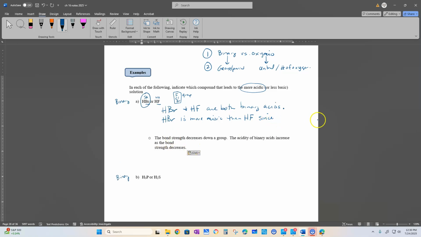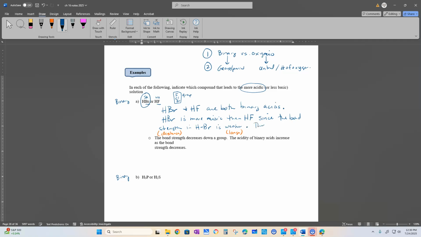Okay, so since the bond strength in HBr is, we can say, weaker. You could even say the bond distance instead of talking about strength. The bond distance in HBr is, you could say, longer. Some of you may think about the distance versus the strength first. Either one is fine. So the bond strength in HBr is weaker.